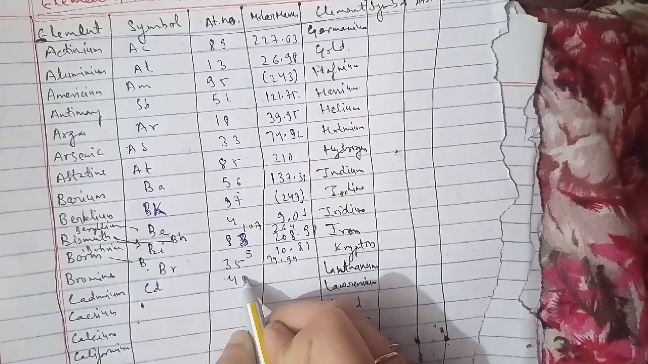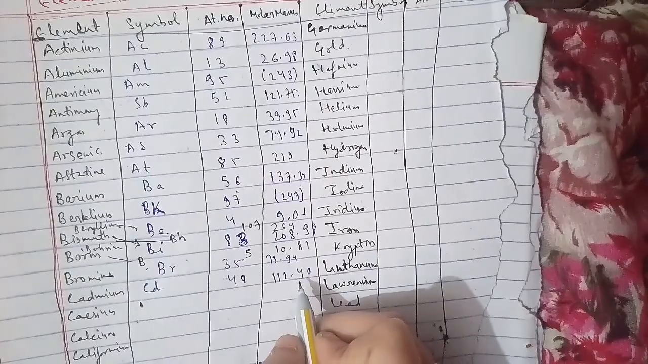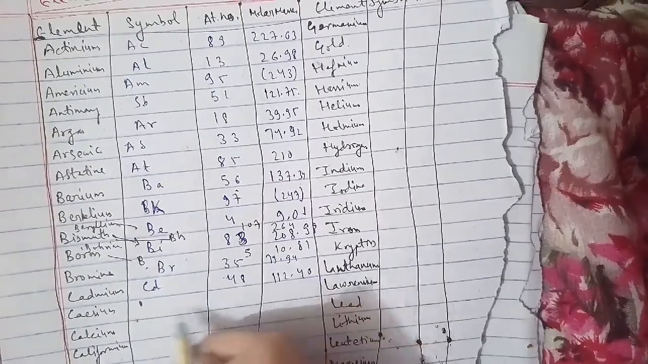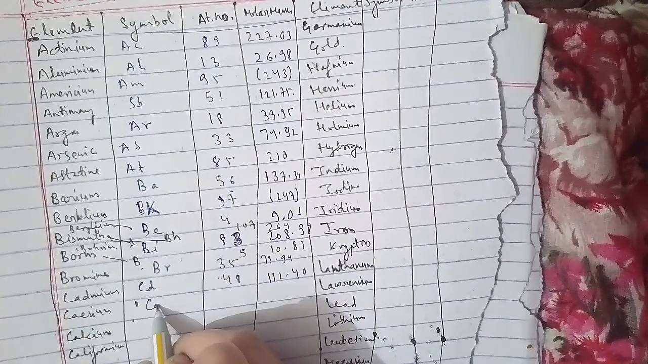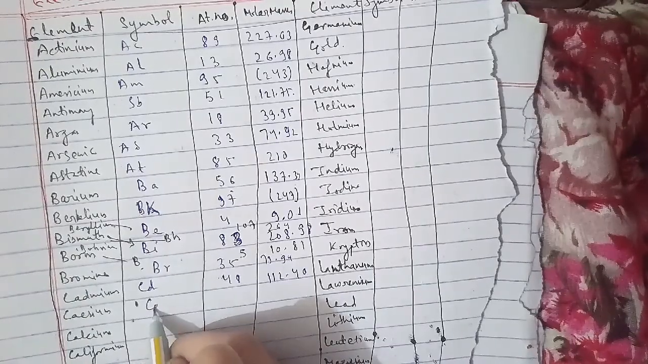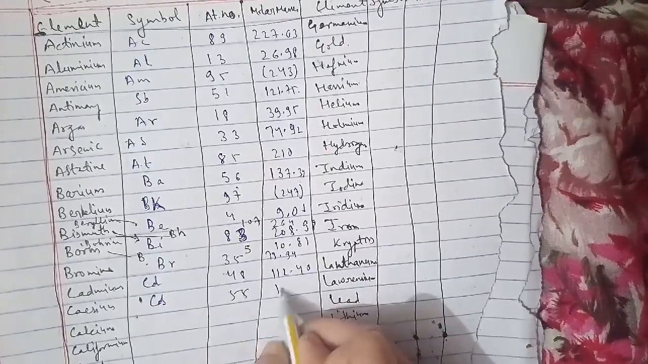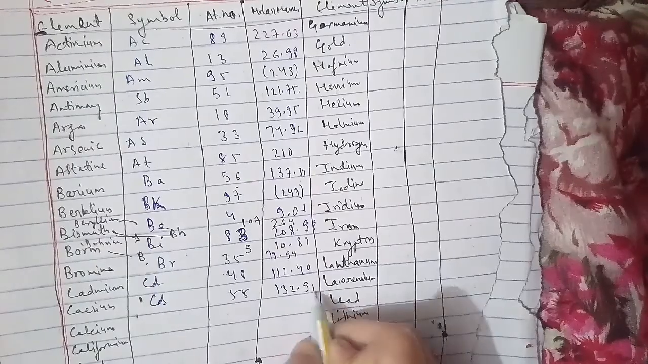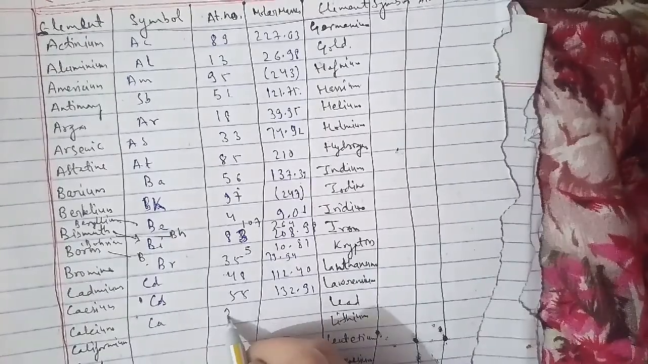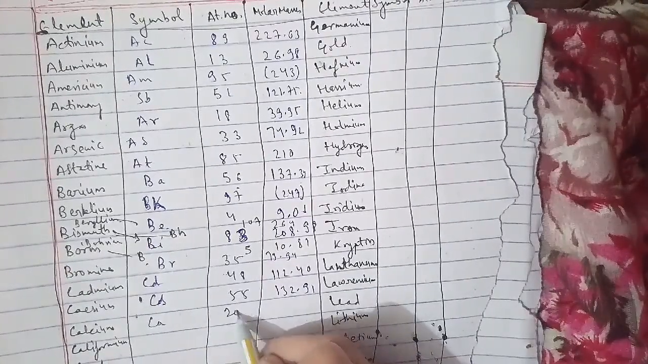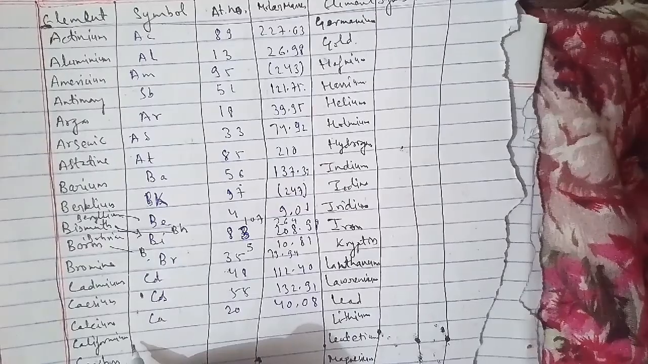Then we have californium, which is Cf. The atomic number is 98, and this is 251.08. Then for carbon it is C. This is 6 and 12.01. Cerium, that is Ce, and this is 58, 140.12, that we have here. Then chlorine will be Cl. Then we have 17. This is 35.45 here itself.